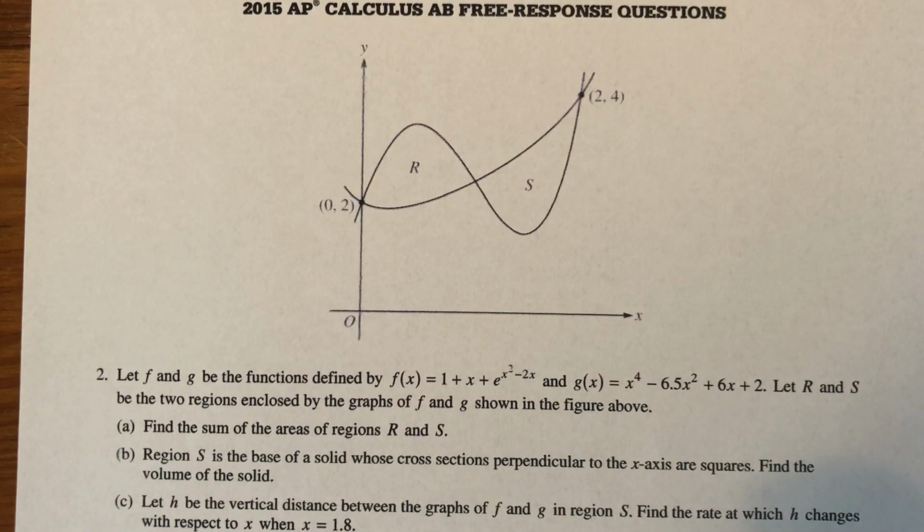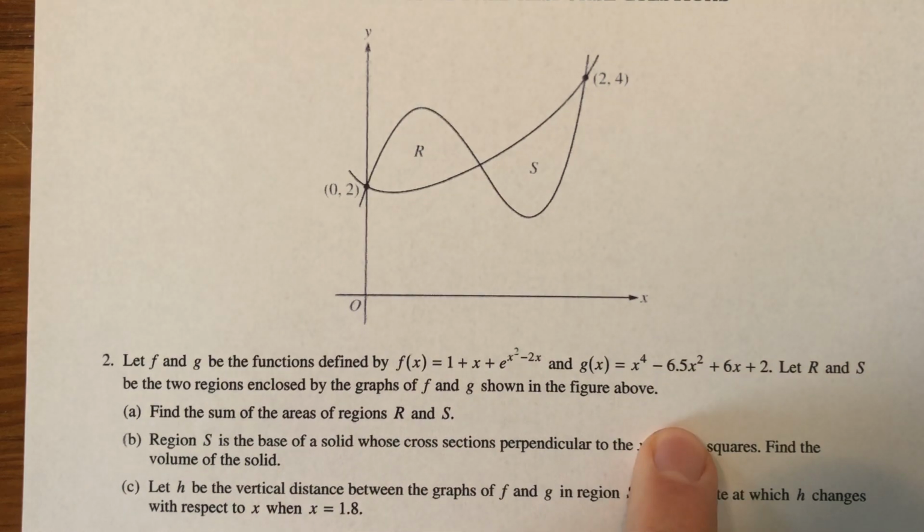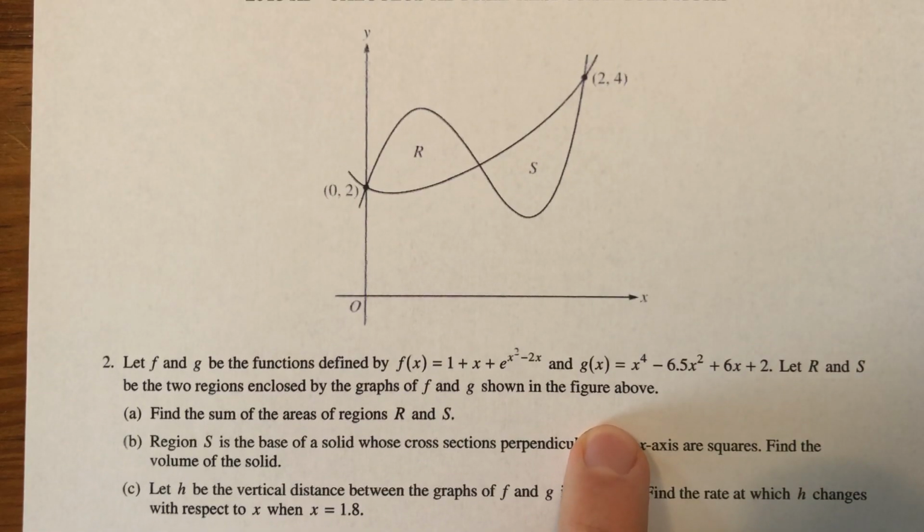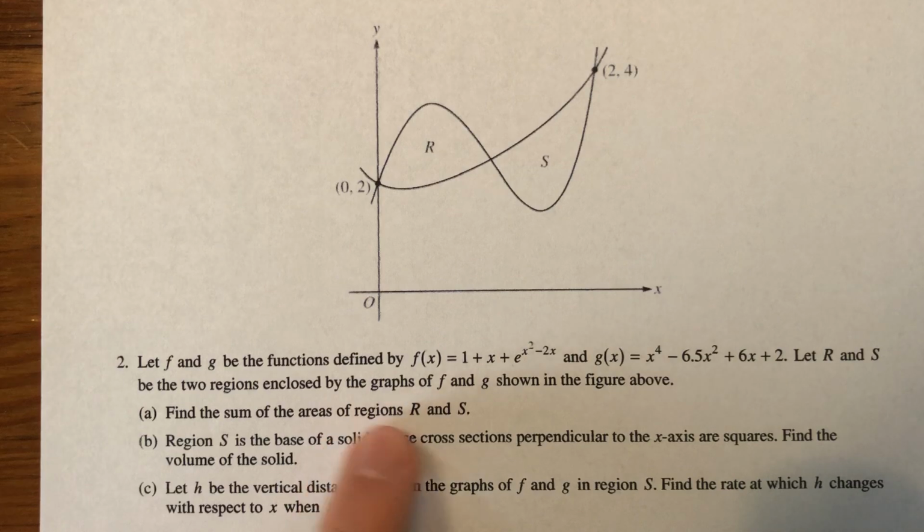Let's do number 2. Let f and g be the functions defined by f of x and g of x. This is calculator active. It is impossible to do without some sort of technology. So let R and S be the two regions enclosed by the graphs of f and g shown in the figure above. Find the sum of the areas of regions R and S.